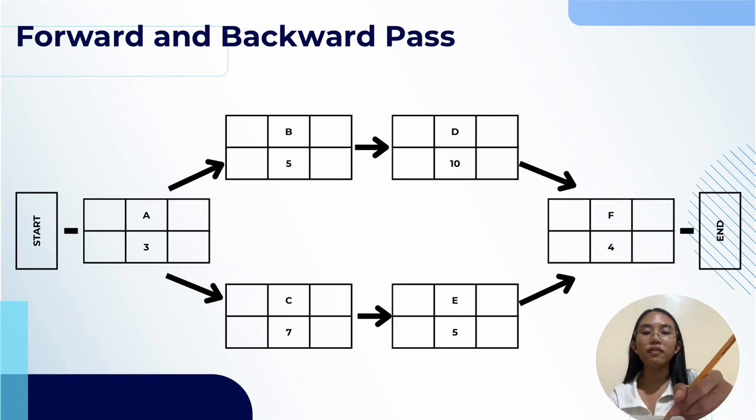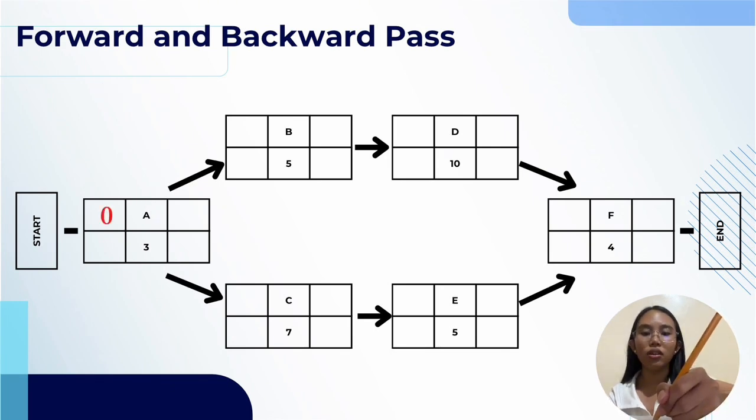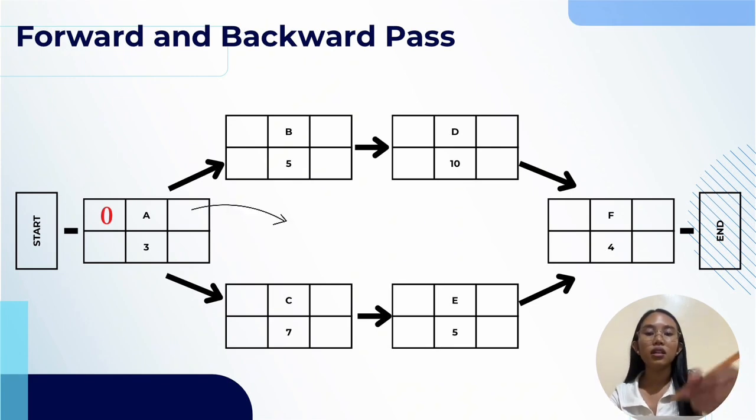So the activity A and its corresponding time, which is 3 weeks. Since activity A is the start of the project, maglalagay tayo ng 0. Every start of the project, ang equivalent value nito is 0. To determine the earliest finish, ang gagawin lang natin is i-add lang natin ang earliest start, which is 0, sa resources or time, which is 3. So, 0 plus 3 equals 3. Mukha lang siyang inverted triangle.